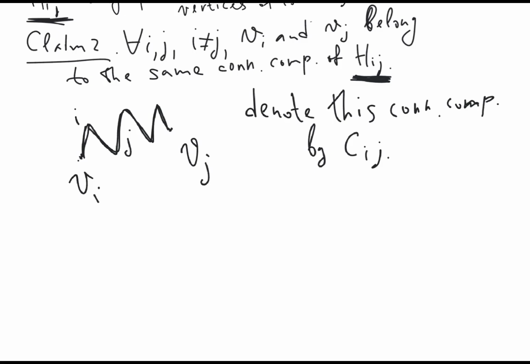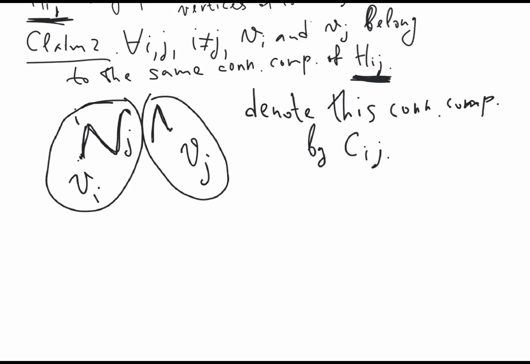So suppose by contradiction that they lie in different connected components. So there is no such path between Vi and Vj, no such path using only the colors i and j. So basically they lie in two different connected components.